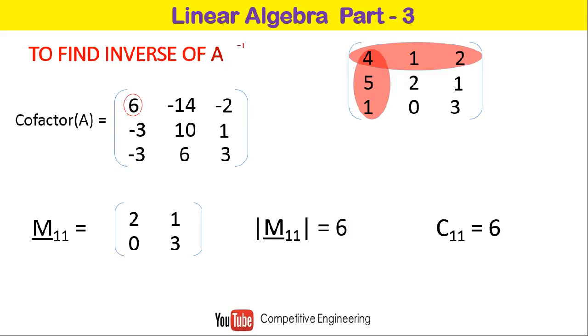Here is our matrix on the right side: 4 1 2, 5 2 1, 1 0 3, and here is the cofactor matrix. Now I am explaining how I got the elements in the cofactor matrix. The element in the cofactor matrix, that is 6, which is circled with the red letter.